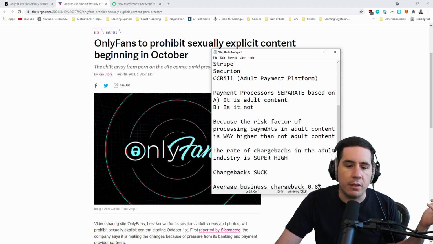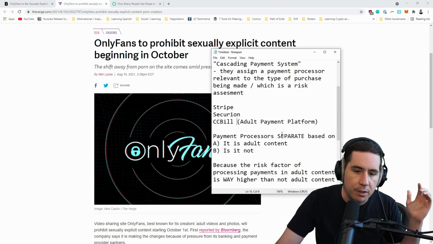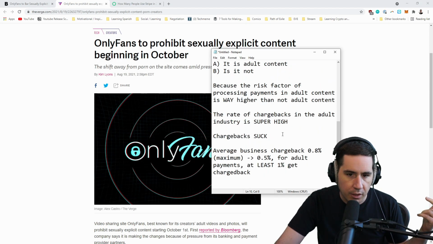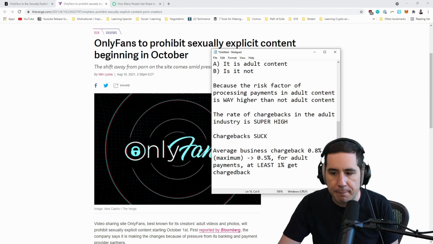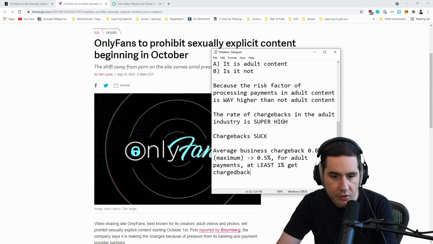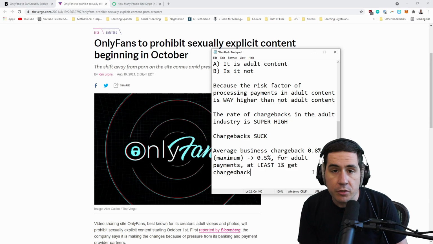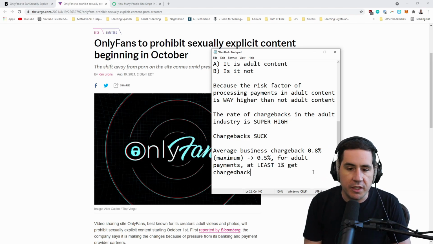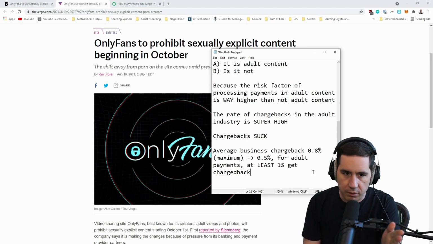So as a result, you see platforms like CCBill take way higher percentages. And at that point, there are only a few choices for OnlyFans, right? They could continue to use Stripe and reduce the type of content that they do, which is what they're doing right now.